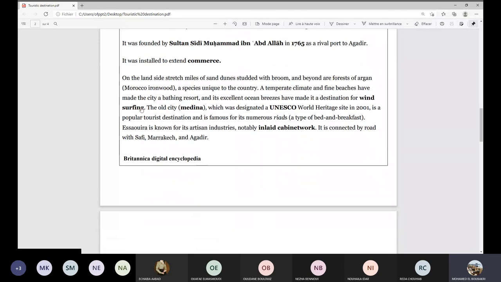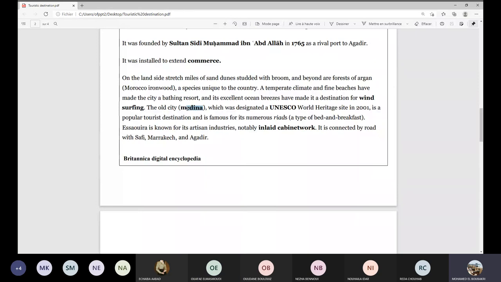What about the second paragraph? The most important items. There are some that, of course, are in bold. Whenever you find a word I put in bold here, like windsurfing, it has to do with activities that the destination offers.